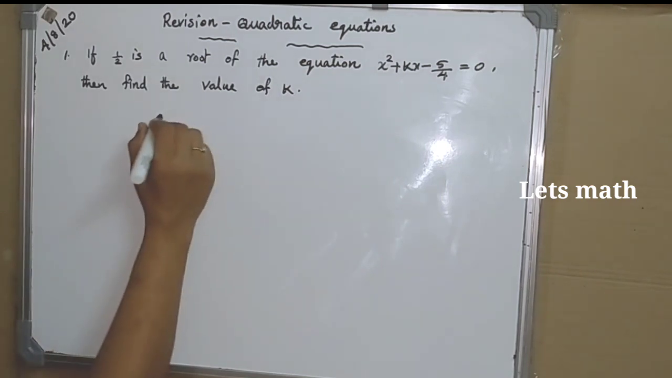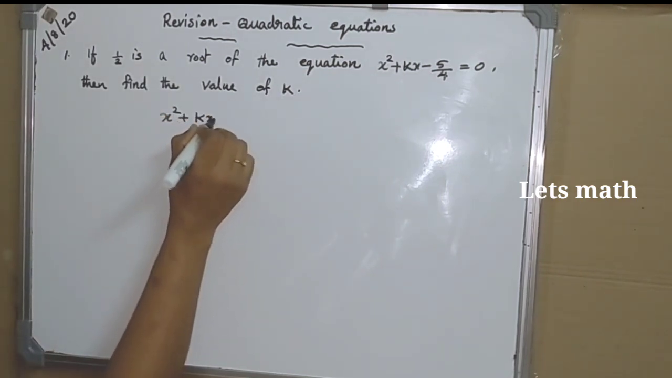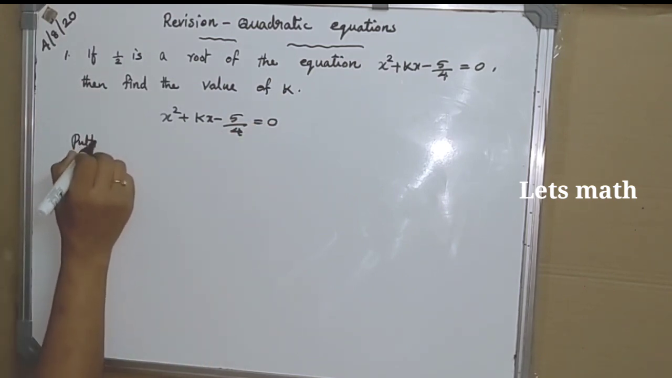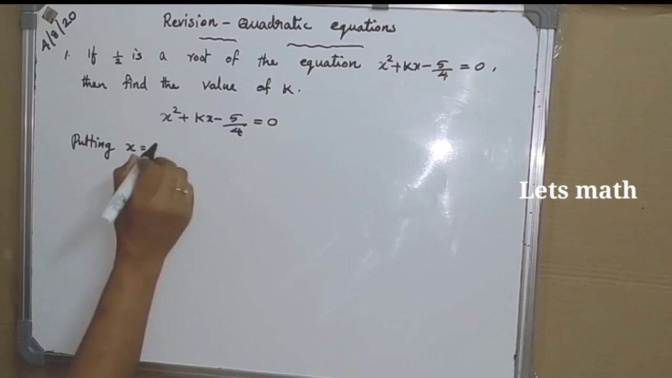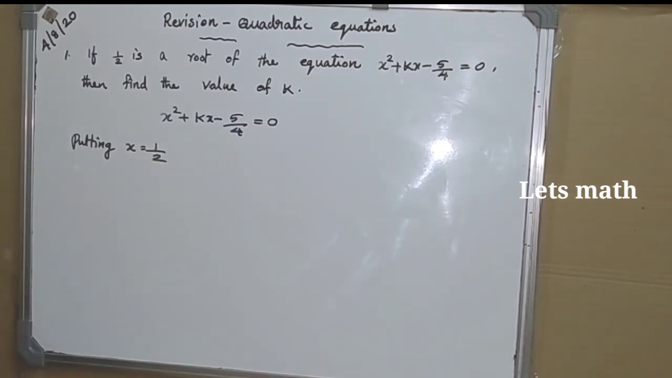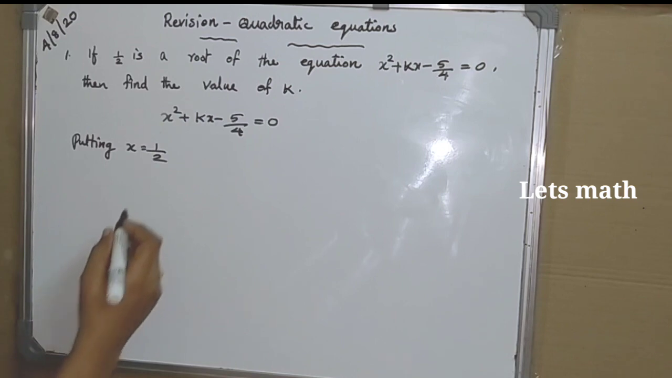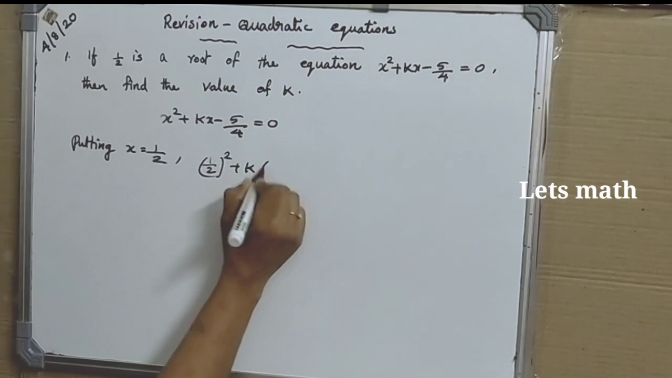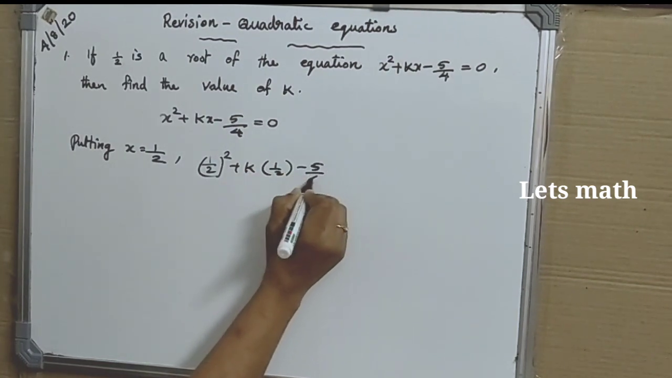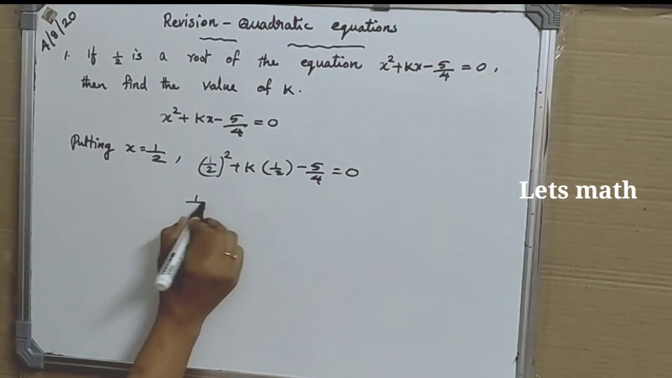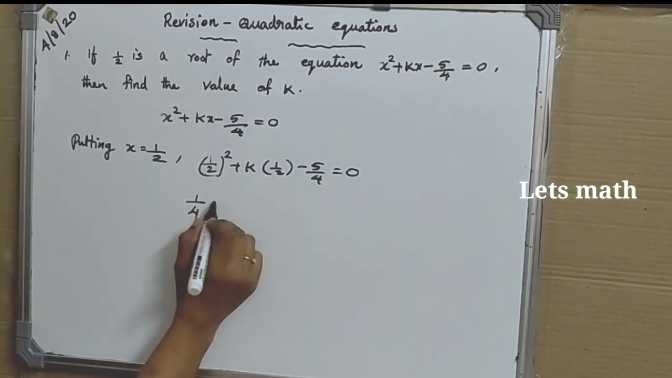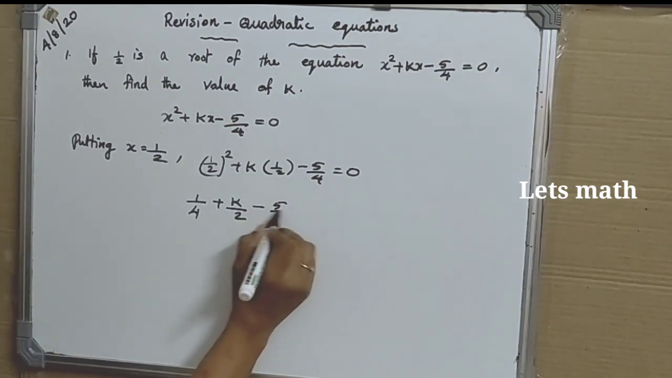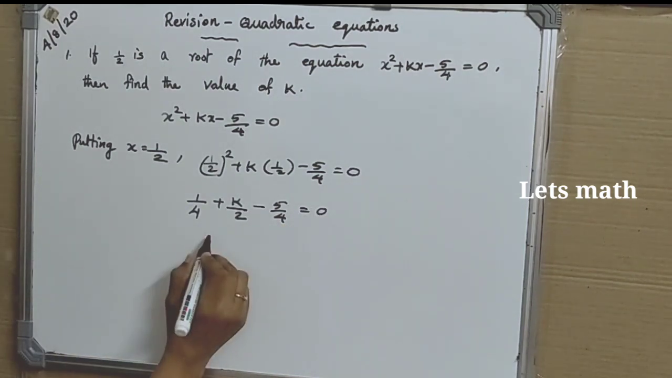So we have the equation x square plus kx minus 5 by 4 equal to 0. Now putting x equal to 1 by 2. Root means the value of the variable. So put x equal to 1 by 2. We have 1 by 2 square plus k into 1 by 2 minus 5 by 4 equal to 0. That is, 1 by 2 square means 1 by 4, plus k into 1 by 2 means k by 2, minus 5 by 4 equal to 0.